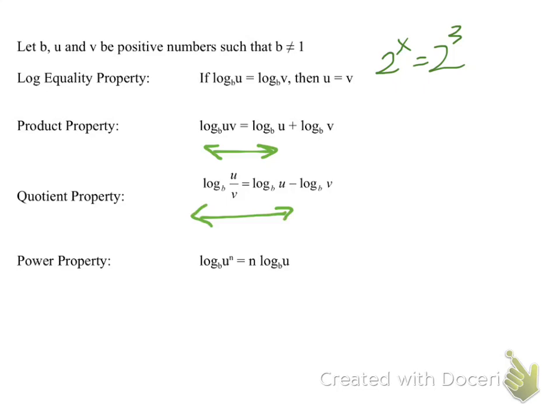And finally, the power property. This is the property that's going to allow us to take the variable n out of the exponent and bring it out in front as a factor. Then we will be able to divide both sides by the log base b of u. This is probably going to be the most useful property for us in this chapter.